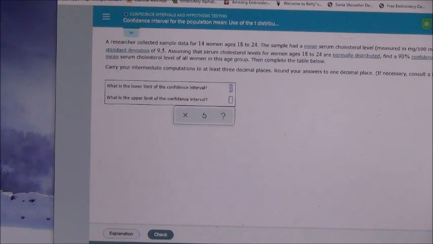On your paper, you're going to do one from ALEKS, but I'll just go ahead and do this one that's on ALEKS here since it's a little quicker than doing all the data ones. It says a researcher collected sample data for 14 women ages 18 to 24. The sample had a mean serum cholesterol level, measured in milligrams per 100 milliliters, of 191.6 with a standard deviation of 9.5. Assuming the serum cholesterol levels for women ages 18 to 24 are normally distributed, find the 90% confidence interval for the mean serum cholesterol level of all women in this age group, and then complete your table below. So again, I'm going to do my T interval.